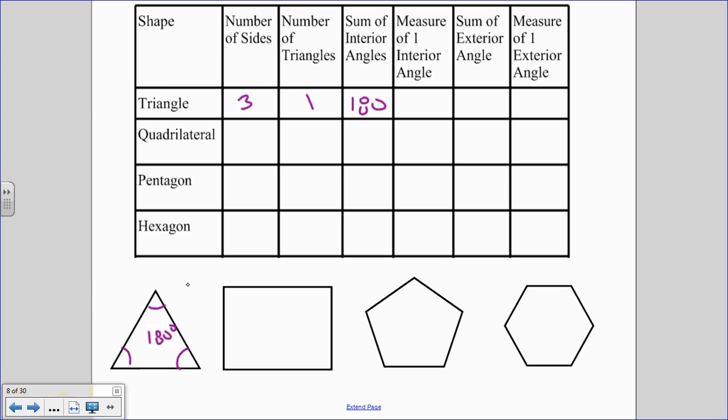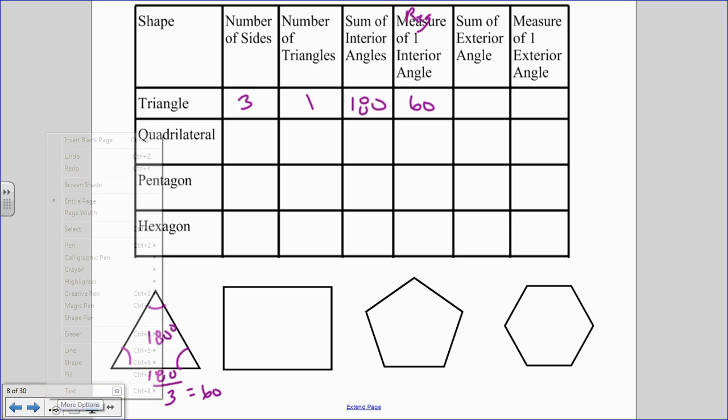Now, if I take 180 to find the measure of one interior angle, we're looking at regular polygons only. So that means all the angles would be the same. So if I take 180 and divide by 3 to get the same measure, I would get 60. So each interior angle will be 60 degrees.